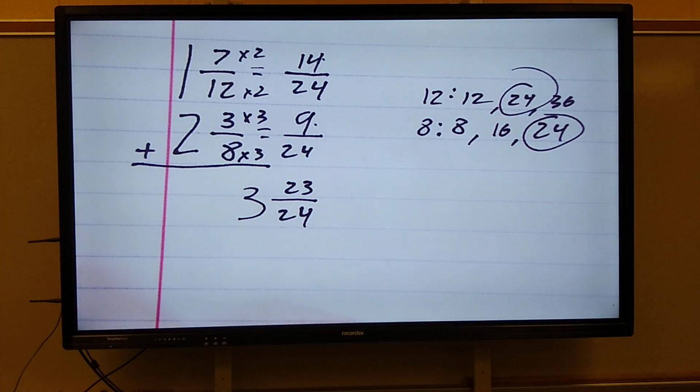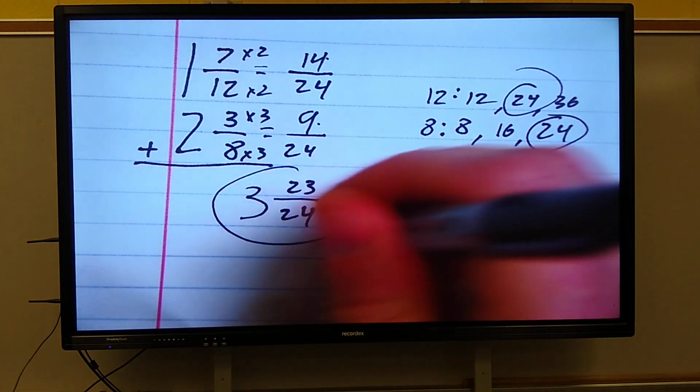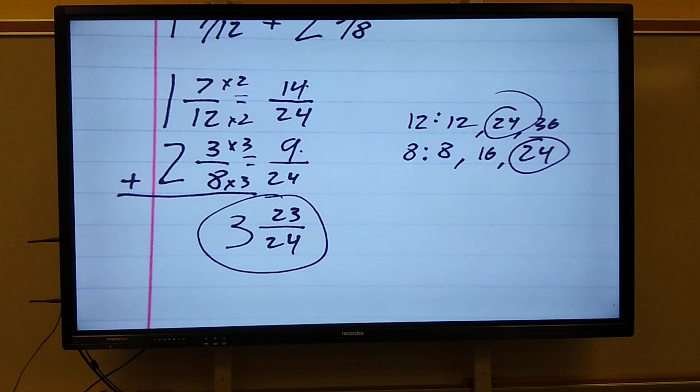Is this an improper fraction? No. Is this in simplest form? Yes. We didn't have to simplify these problems at all today. I ought to be ashamed of myself.